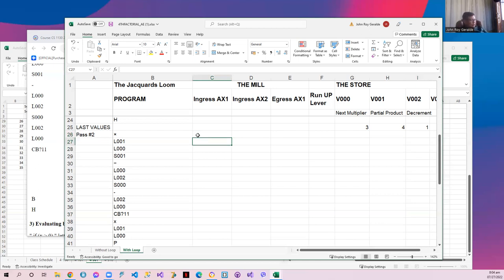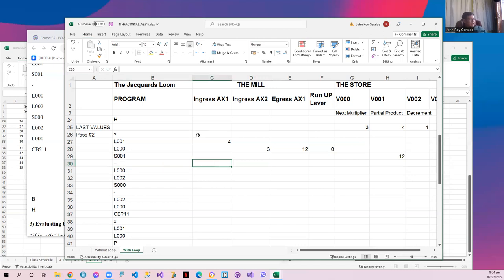L001 is 4. L00 is 3, which is our next multiplier. So we multiply. This becomes 12, right? 4 times 3 is 12. The run-up lever is 0 because the egress axis is 12, okay? And we store this as 0, 0, 1. So 12 is our next partial product, okay?